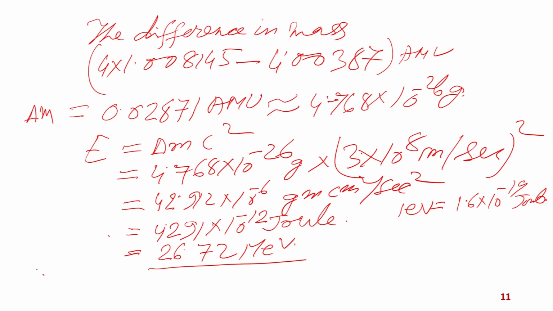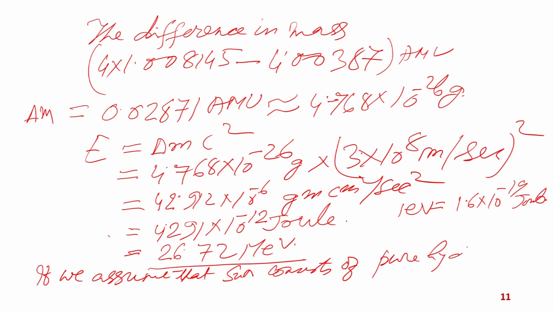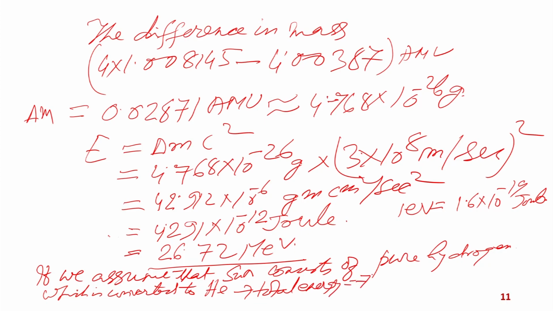So, if we assume that the sun consists of pure hydrogen, which is converted to helium, then the total energy is approximately 7.9 into 10 to the power 58 mega electron volt. You can see what a huge number it is.